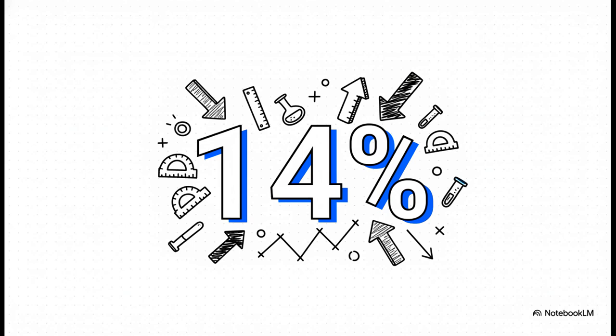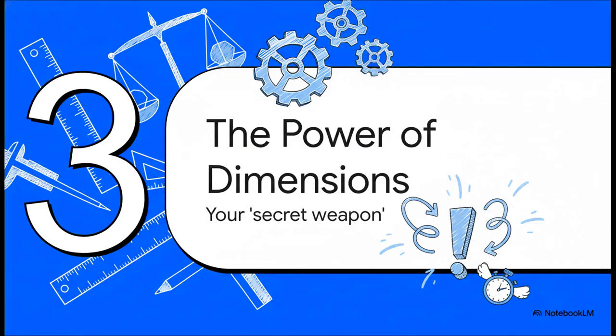This is such a great example of how tiny little errors in your measurements can snowball into a really big uncertainty in your final answer. Now for our third section, which I honestly think of as the secret weapon for physics problems, the power of dimensions. This is a technique that can save you so much time and help you catch mistakes.